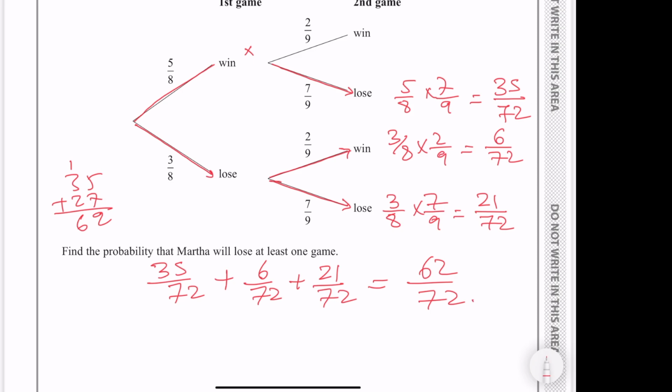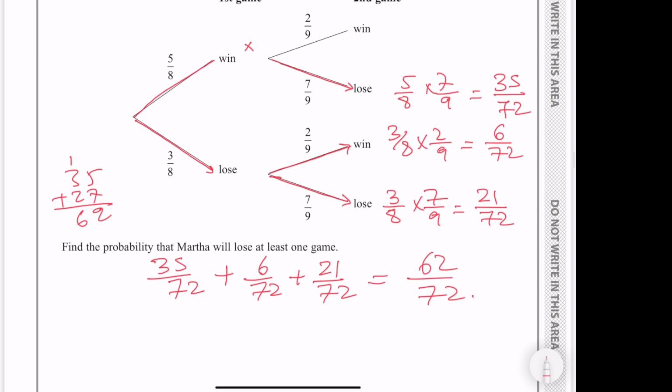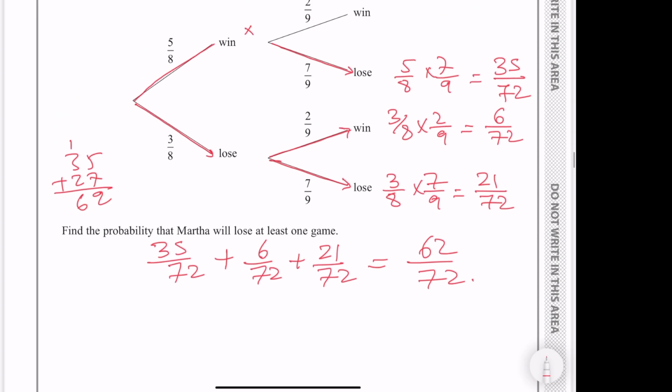You do not have to simplify because in probability questions, most of the time they don't ask you to simplify. You will not get any extra mark if you simplify. But the risk is if you simplify it wrongly, you will lose all your marks. So don't take the risk for no reason.